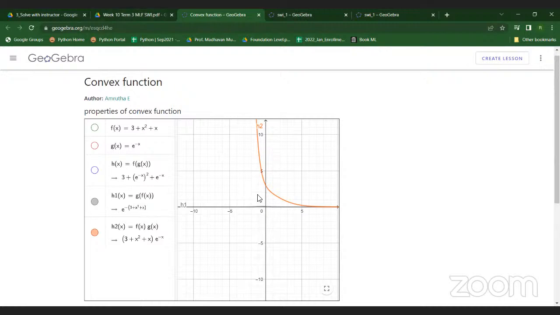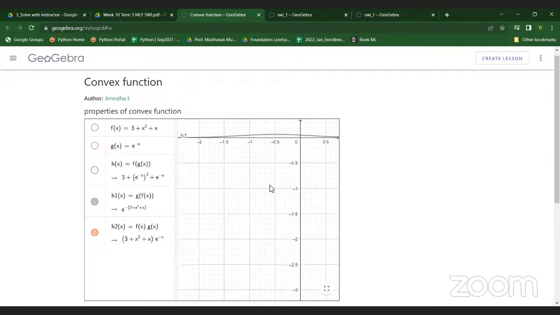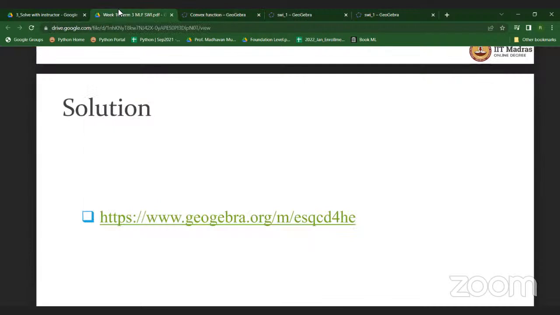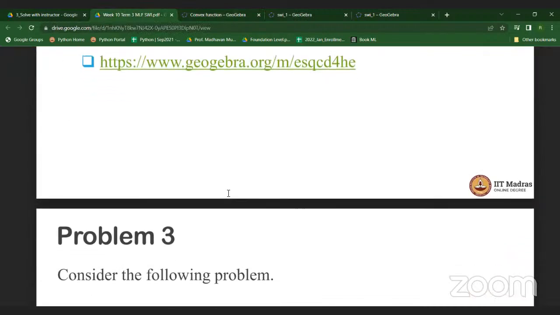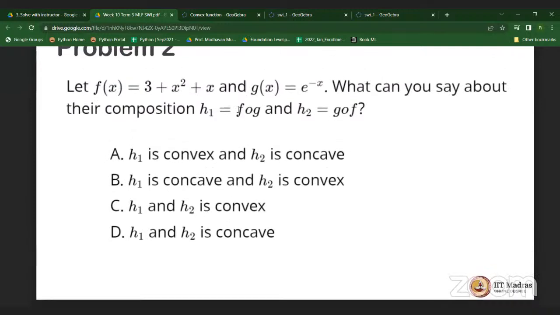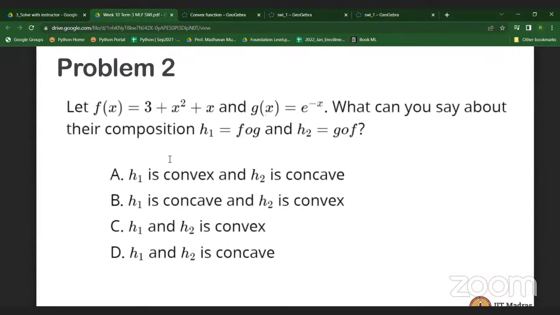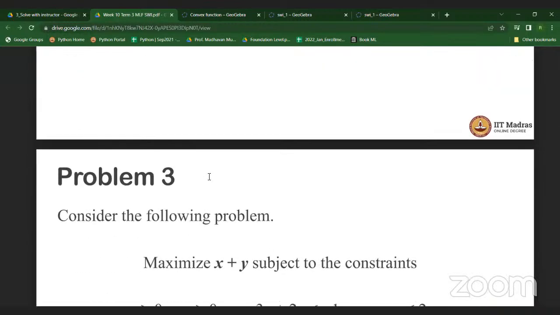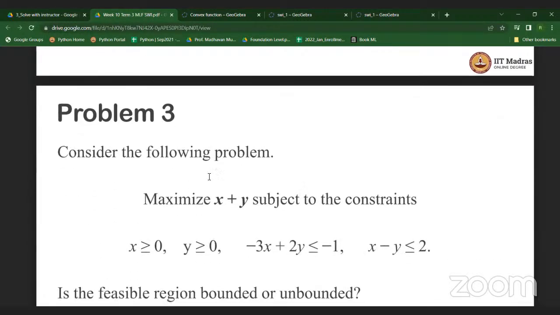Based on the graph, it's coming out as concave, but that's not pretty evident while we're doing the double derivative. I'll check for this. But this f of g of x, that is convex. That part is clear for us. I'll look at the second part and then I'll explain that later.